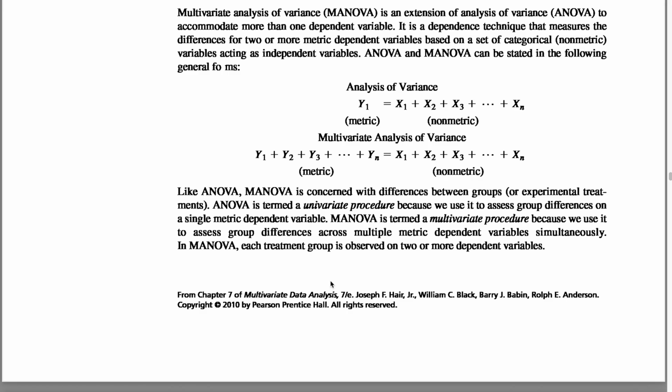Like ANOVA, MANOVA is concerned with differences between groups or experimental treatments. ANOVA is termed a univariate procedure because we use it to assess group differences on a single metric dependent variable. MANOVA is termed a multivariate procedure because we use it to assess group differences across multiple metric dependent variables simultaneously. In MANOVA, each treatment group is observed on two or more dependent variables.